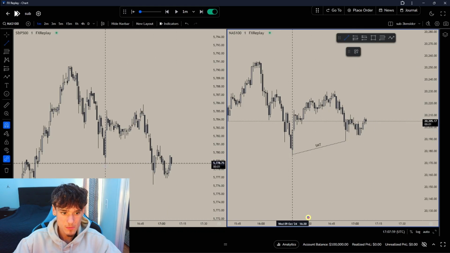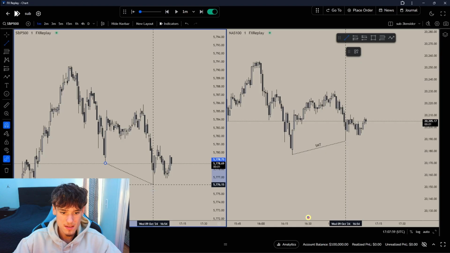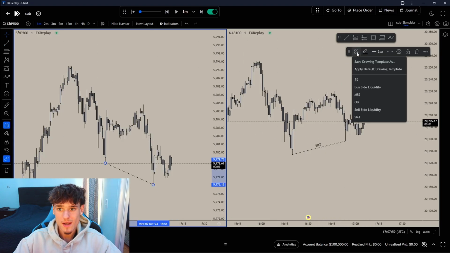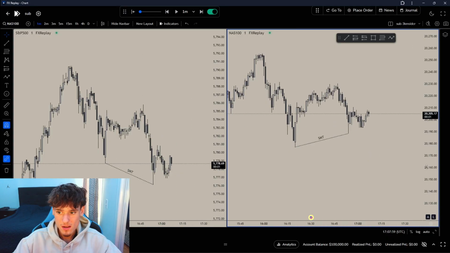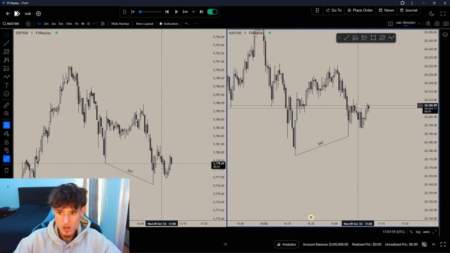Now, from the same low at 1620, both on NAS and S&P, all the way to 1654, both on NAS and S&P, what do we see? Here we're making a decline, here we're making an incline. What did we get? A little push upwards.